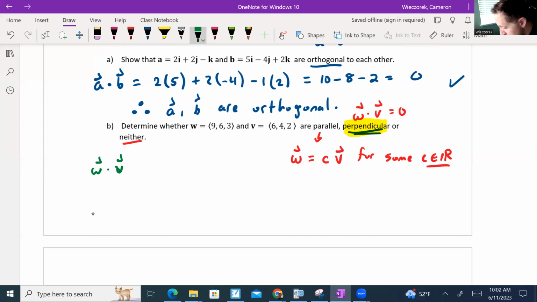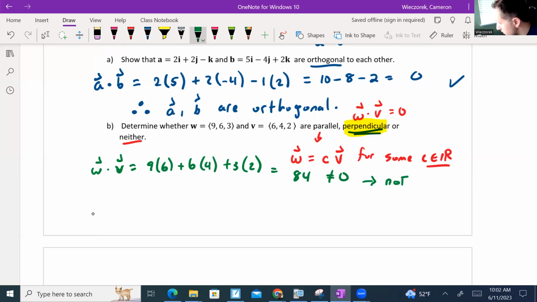If I take W dotted with V, I get 9 times 6 plus 6 times 4 plus 3 times 2. Clearly all positives, non-zero. This is 84 if you do the math. Okay, so that's not 0. So what that tells me is that these vectors are not orthogonal to each other. Perpendicular. Okay. Are they parallel? Well, we need to check. Let's check parallel.